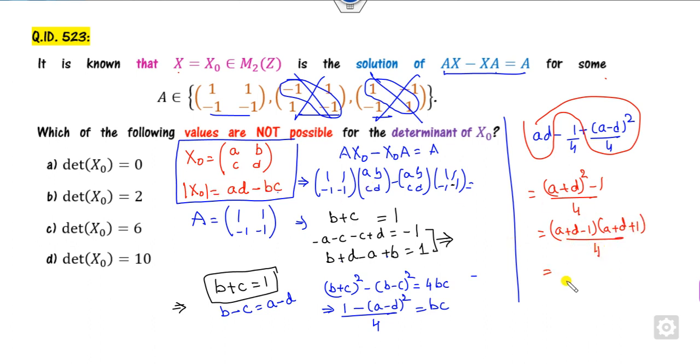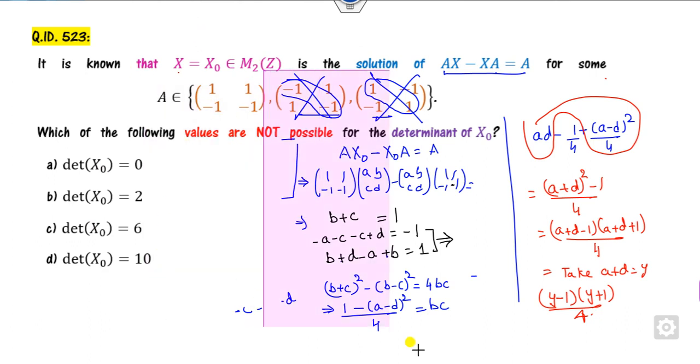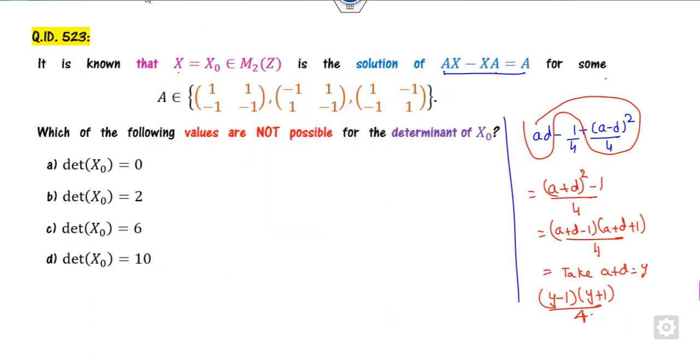I can take A plus D as Y. So what is the meaning of that? Y minus 1, Y plus 1 over 4. Now how can you discard the options? The conclusion is that you get the determinant of the matrix is Y minus 1, Y plus 1 upon 4.